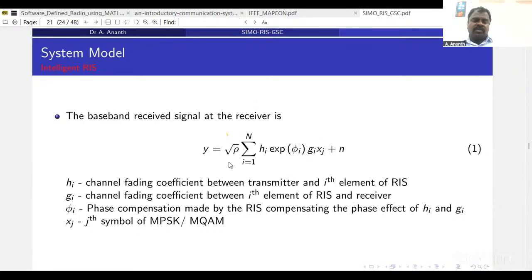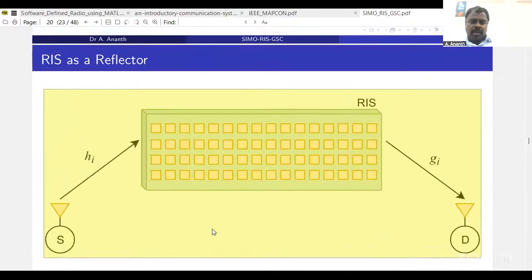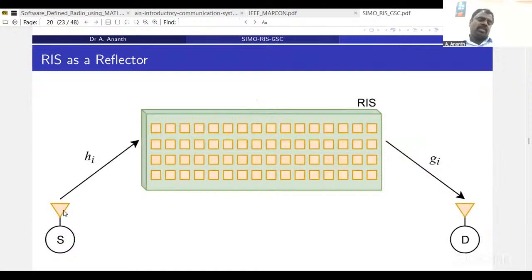Next we'll try to understand why there is this summation. Let us assume you have a source transmitting x_j. Now this x_j is getting reflected at the first element and reaching your destination. At the same time, what will happen? The same source which has transmitted x_j might reach your second RIS element, and again it will also reach the destination at the same time.